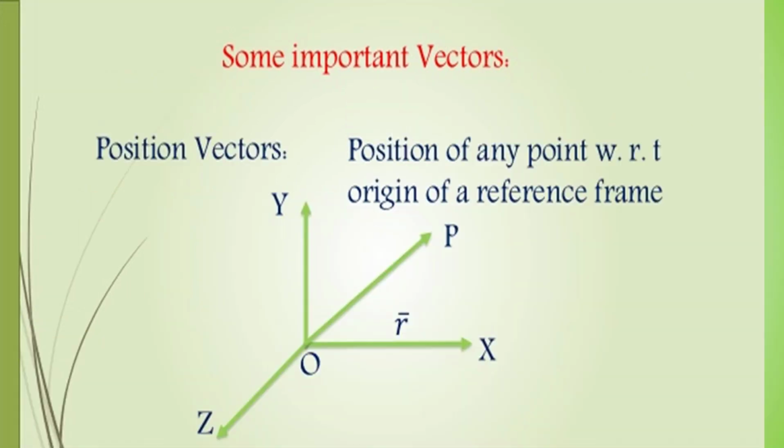Position vector: the position of any point with respect to the origin of a reference frame is known as the position vector. So if we have any point P present over here, we specify its location by drawing a vector with respect to the origin, and that vector will be known as the position vector, which tells us about the position of any point with respect to the origin.